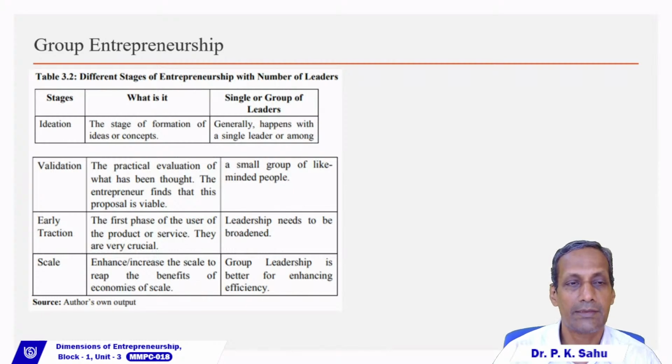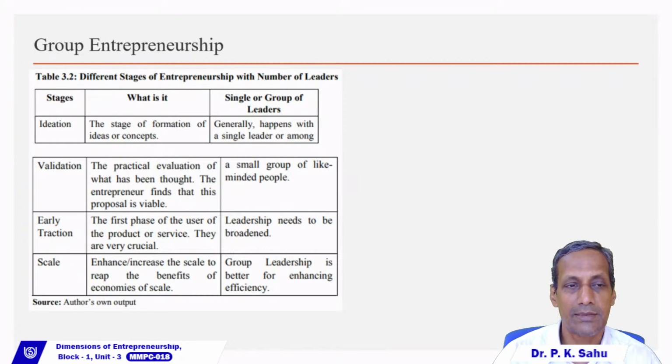Now, what is ideation all about? It is the stage of formation of ideas or concepts. Generally it happens with a single leader or amongst a small group of like-minded people. Validation is the practical evaluation of what has been thought, where the entrepreneur finds whether this proposal is viable. Then you have the early traction, the first phase of the use of the product or service. They are very crucial. Leadership needs to be brought in.